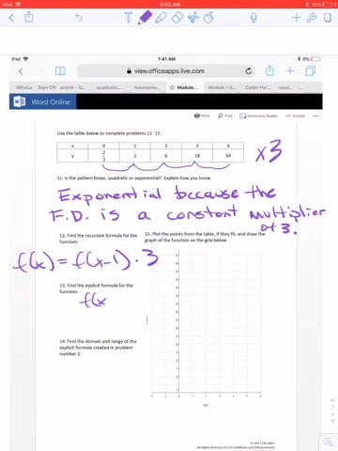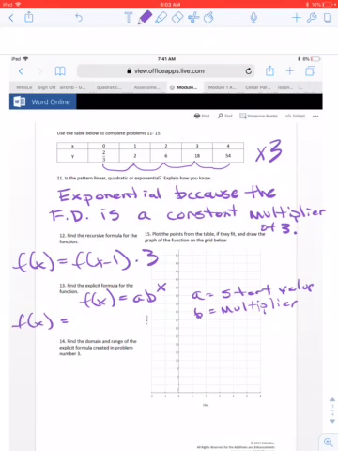So our formula here, and we know this from last year, is AB to the x, where A is the start value, and B is the multiplier. So f of x is equal to start value times the multiplier to the x. The domain and range. The domain, we could plug any number. We can even do negatives because we've worked with negative exponents before.